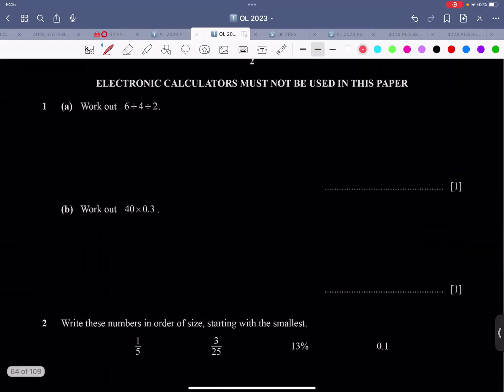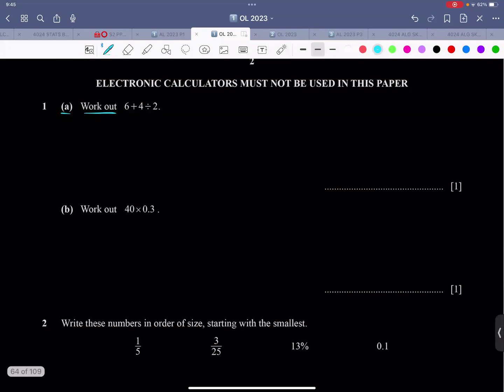Now the first questions are related to arithmetic operations. The first part says work out 6 plus 4 divided by 2. Division and multiplication take priority over addition and subtraction. So this is 6 plus 4 divided by 2, which is 6 plus 2. This comes out to be 8. Make sure to write the answer over here.